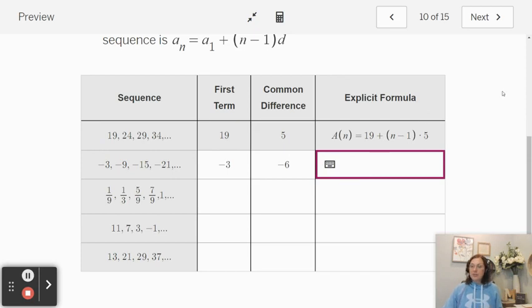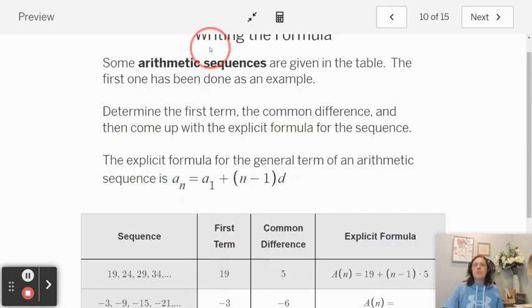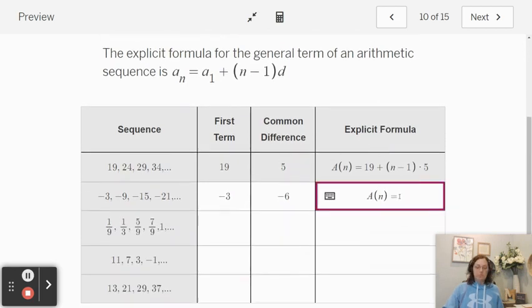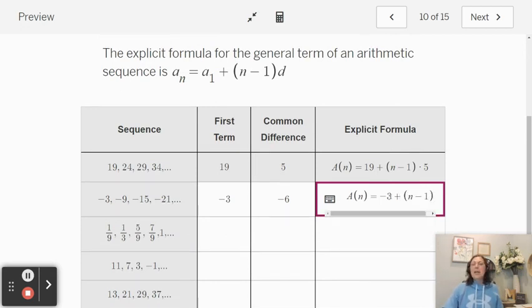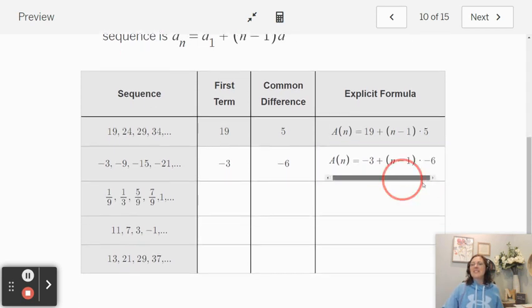So I'm going to write my formula like they did with a capital A of n equals, remember it's first term, A sub 1. So that's my -3 plus parentheses n minus 1, and then times my common difference, which is -6. And you're not seeing that because it's going off the screen there, but there's my formula. Okay, let's do another one like that. We can even do it with fractions. Okay, so my first term is 1/9.